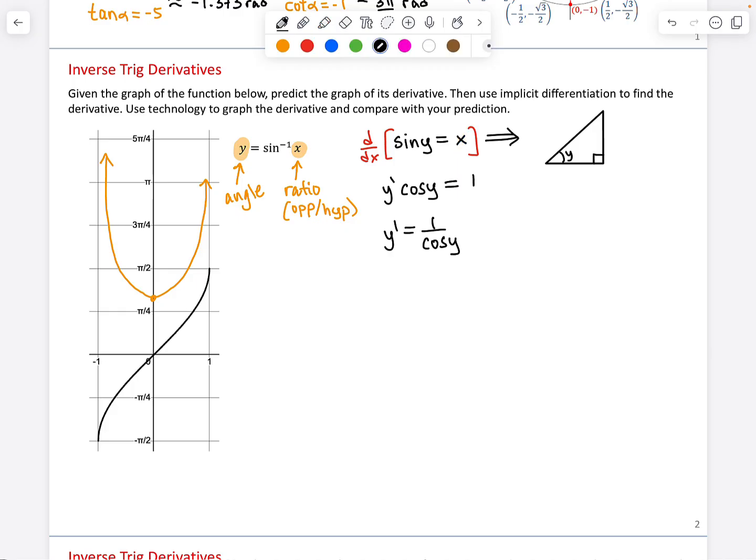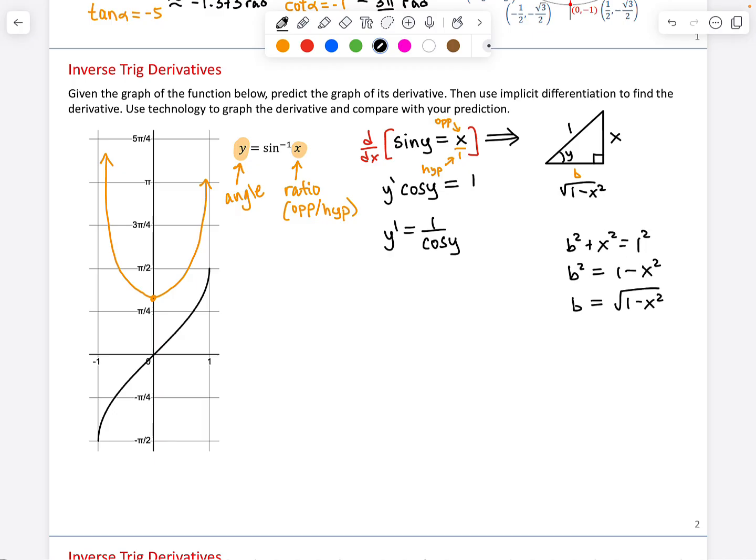So just imagine that x being over 1, and then I can identify that x should be the opposite and 1 should be the hypotenuse. So here I have a reference triangle where it's true that the sine of y would be x. And now I can use the Pythagorean theorem to find the other side, to complete the reference triangle. I'll call it b for now. So we know that b squared plus x squared should equal 1 squared. So b squared is equal to 1 minus x squared. So b is equal to the square root of 1 minus x squared.